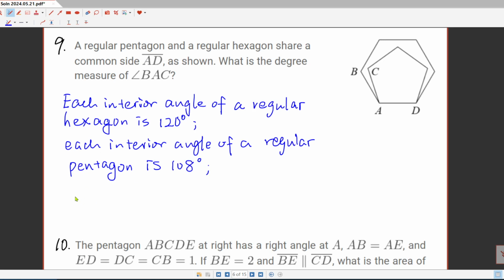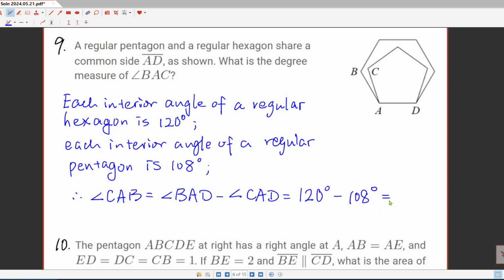And therefore we can easily solve angle CAB or BAC by using angle BAD minus angle CAD. And in that case, that's the interior angle of the regular hexagon subtracted by the interior angle of a regular pentagon, which is 108 degrees. And the difference is just 12 degrees, right? Okay, any questions?